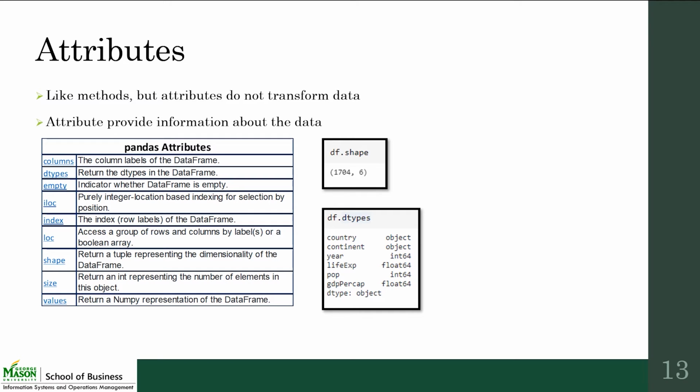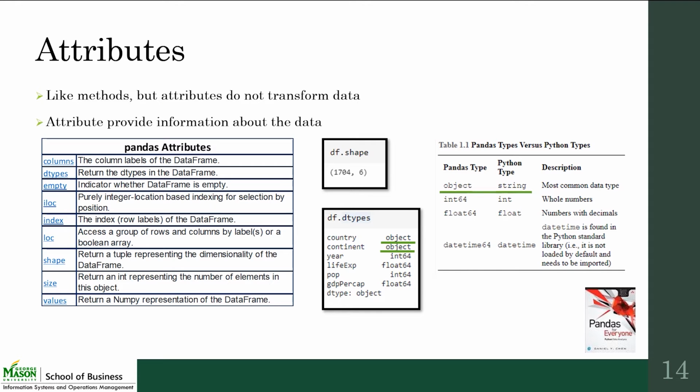The second example has df.dtypes, and this will output all of the columns and the data types that are associated with those columns. The first two columns contain an object data type. In Pandas, all string data types are referred to as objects. You could refer to table 1.1 shown here, which is coming out of the Pandas for Everyone textbook.